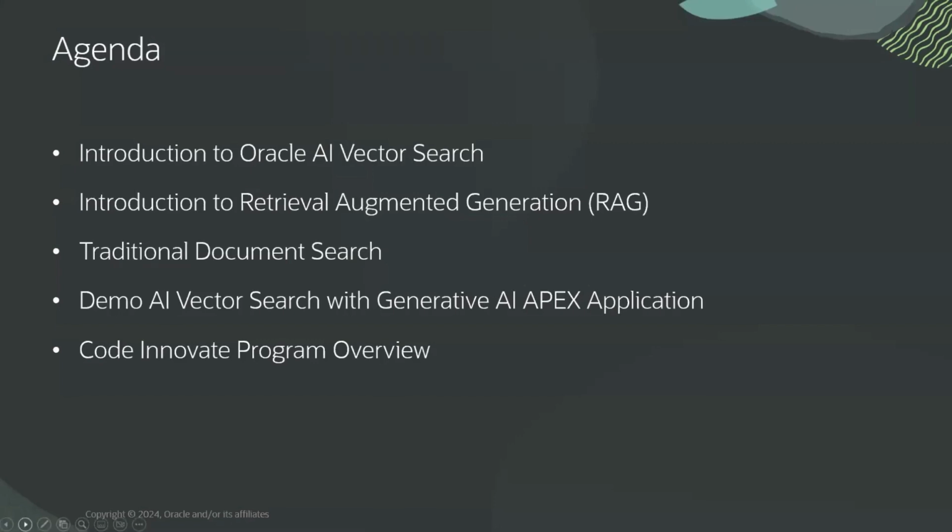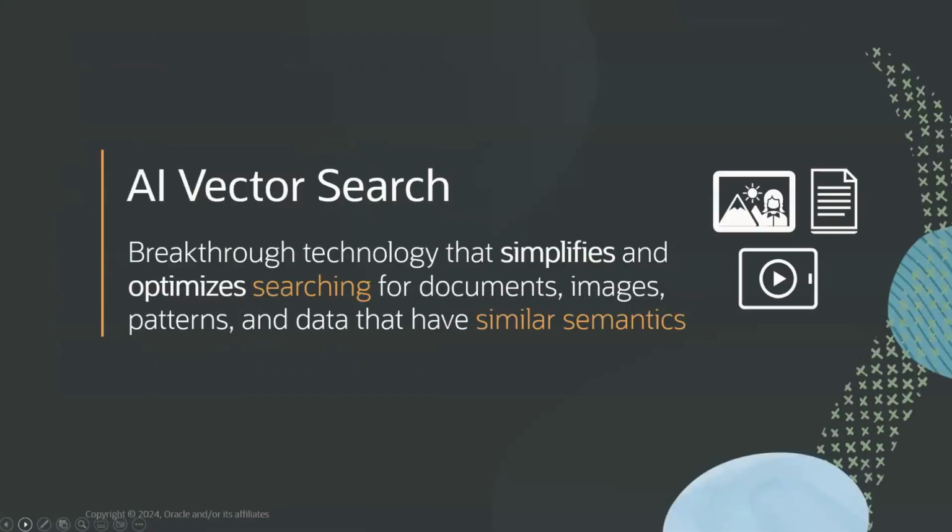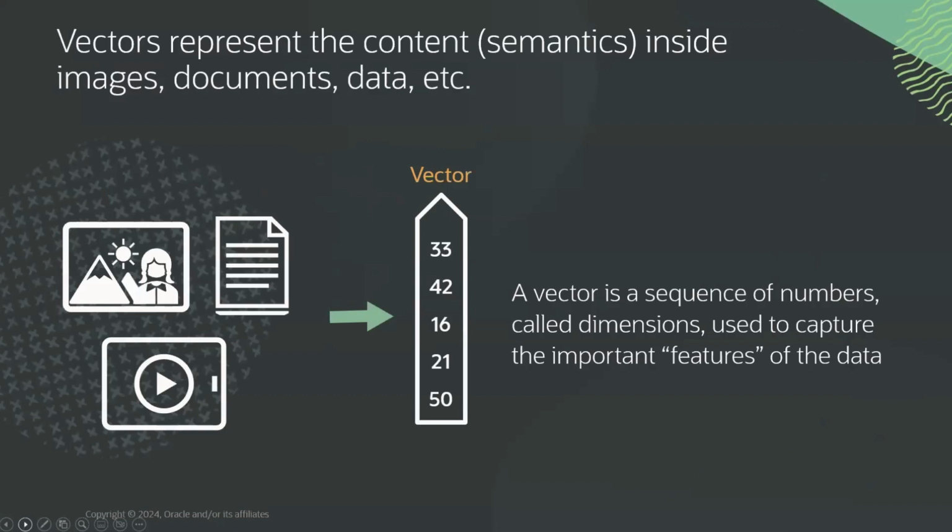So now I'm going to dive into what is Oracle AI vector search, or vector search. Simply, it's a technology that simplifies and optimizes the searching of data, whether that data is stored in a document or in an image. It helps you to search better from a semantic level. You may then ask yourself, well, what is a vector? And you'll see this in great detail during the demo.